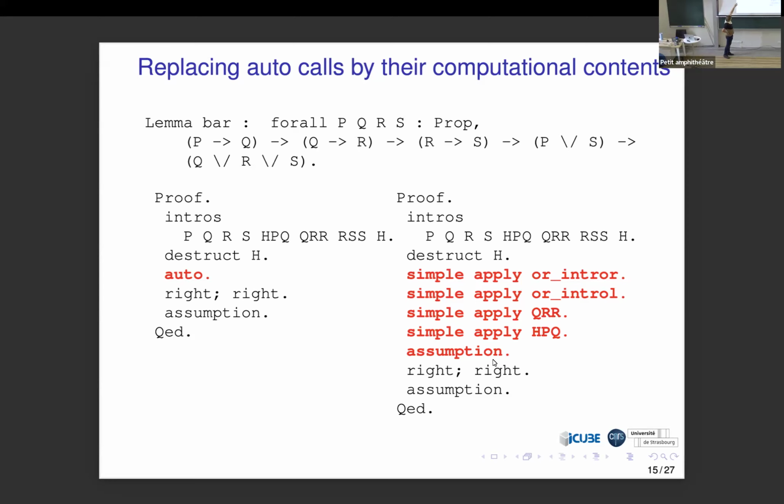Anyway, you have this auto thing here, and the example is very basic, so it's not very significant to replace it by what it actually does. But in a more complex example, it could be useful. So you want to replace the call to the auto tactic by what the tactic actually did. What the tactic actually did was some simple apply with some basic constructors and with some of the assumptions which have been explicitly named on the line before.